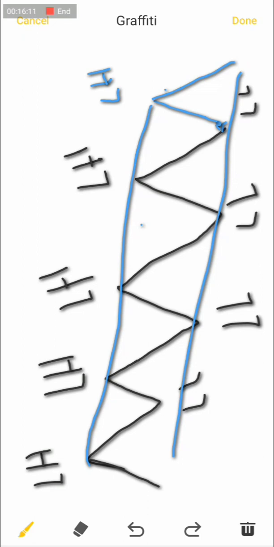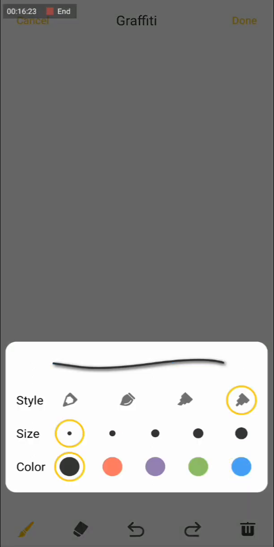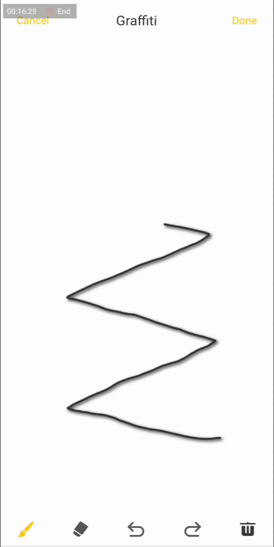Okay, so we have another market structure, which is the ranging market. This is a ranging market.